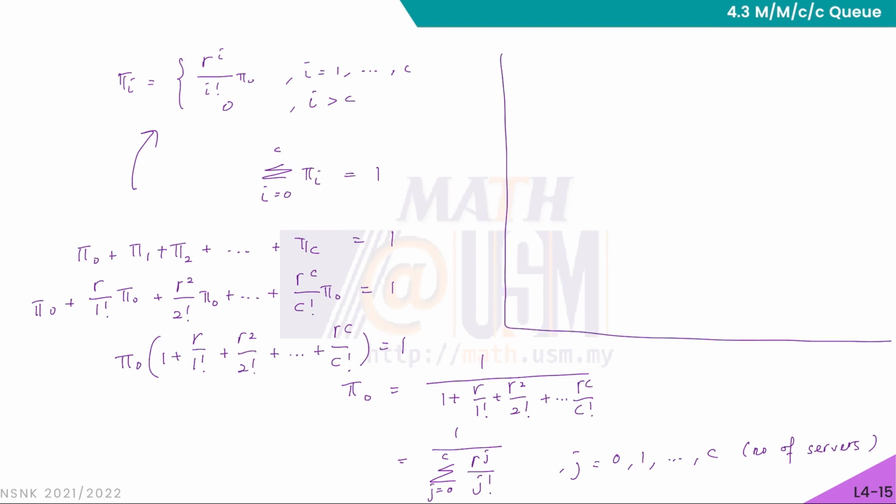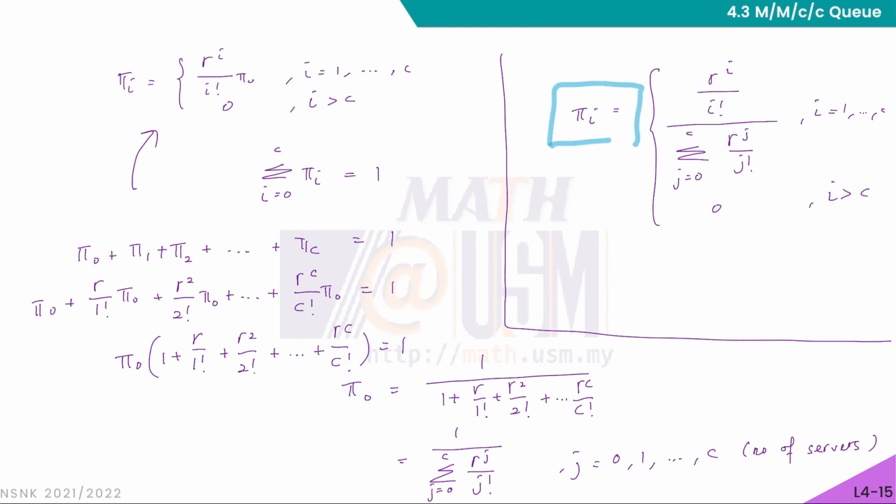Okay, π_i equals r to the power of i over i factorial, over the summation of j equals 0 until c of r to the power of j over j factorial, for i equals 1 until c, and 0 otherwise. Basically this π_i here is what we call Erlang's first formula.